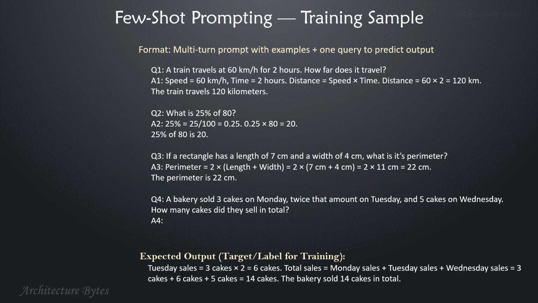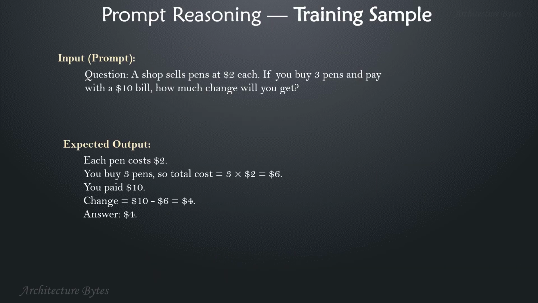This is an example of few-shot prompting in training data, where in a single sample, few examples are provided and the model is expected to learn from them and answer a question. Prompt reasoning training sample. These answers explicitly show step-by-step logic. The model is trained to imitate this reasoning pattern, essentially chain of thought.